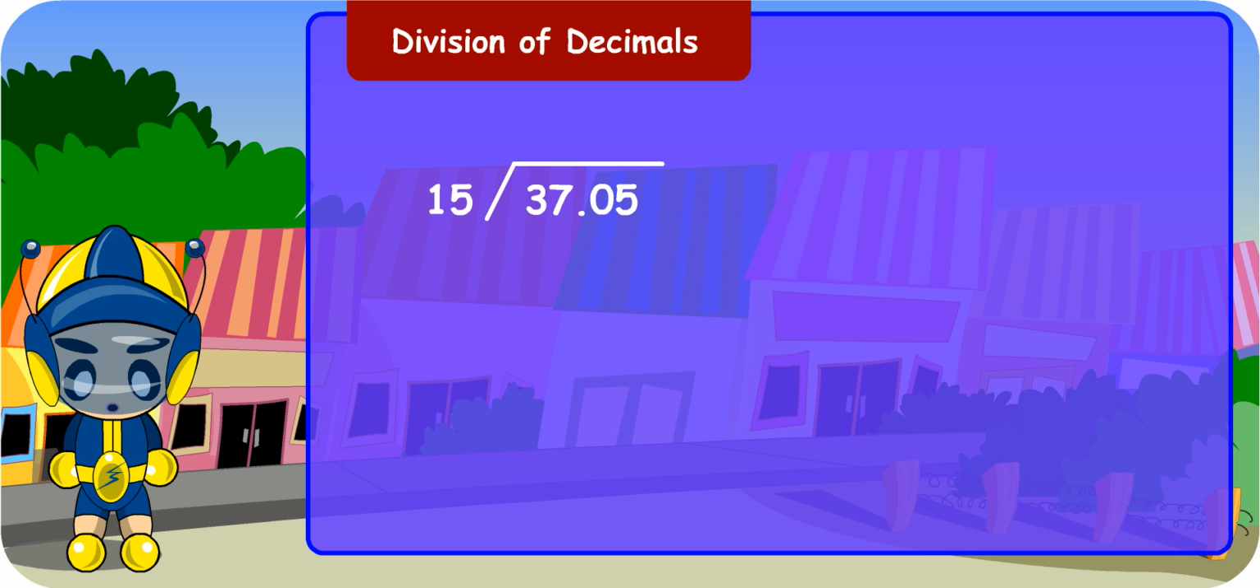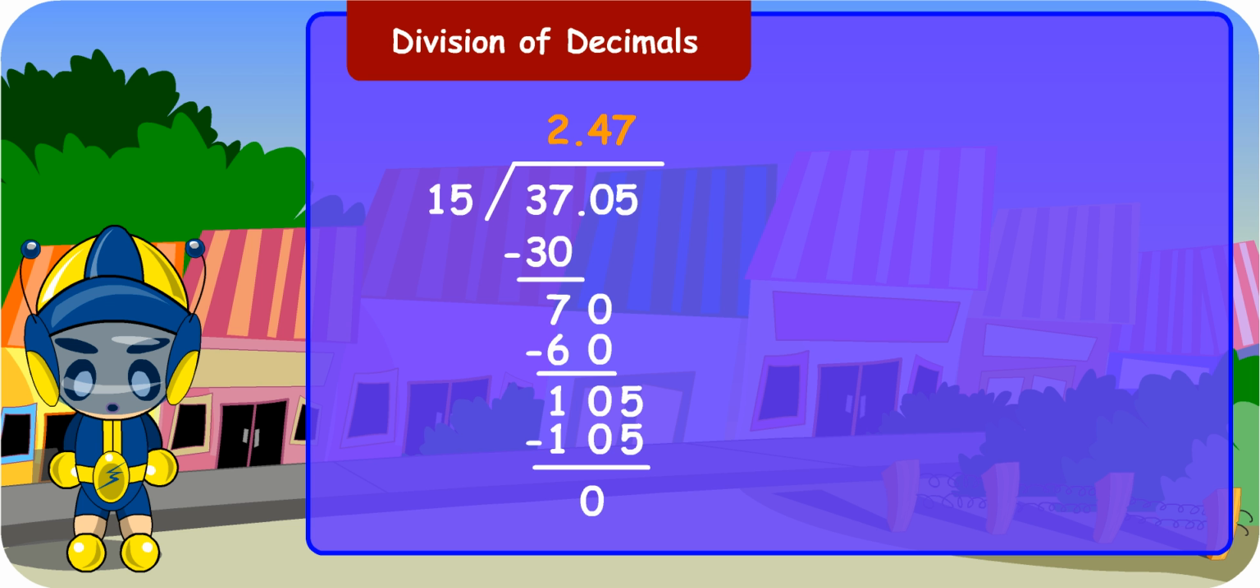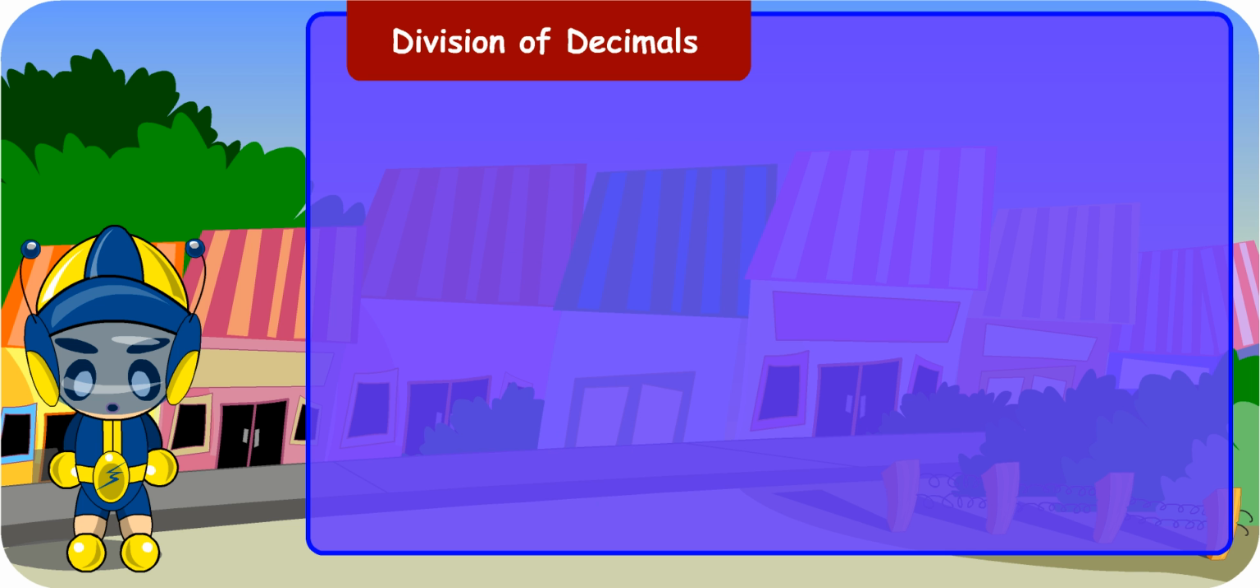37.05 divided by 15 equals 2.47. Do long division as you would with whole numbers. Just remember to write in the decimal point for the quotient and make sure it is aligned with that of the decimal. Turbo Boy, can you tell me the answer for the next sum?